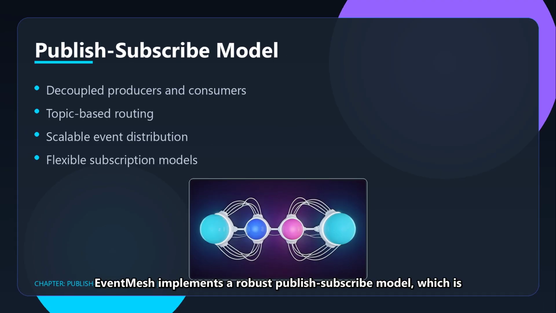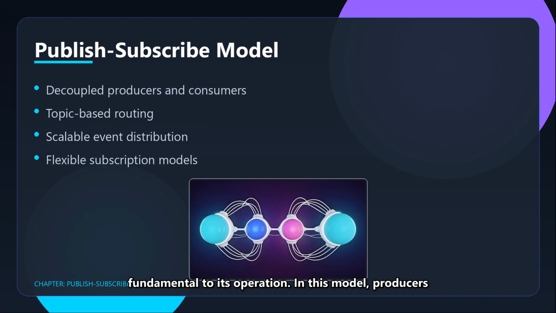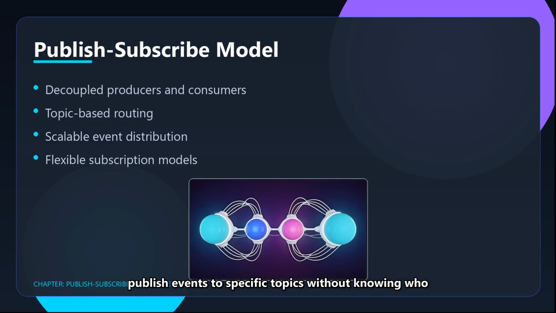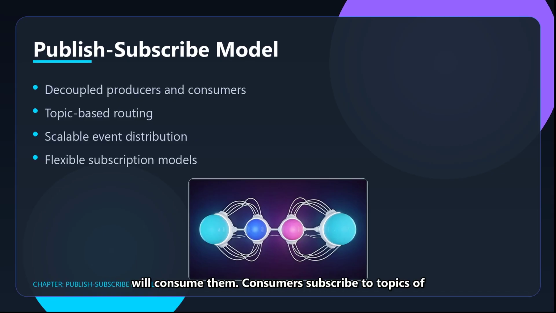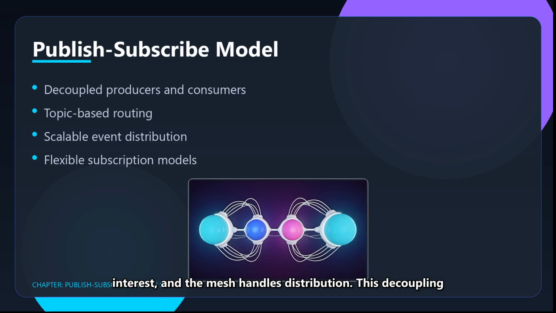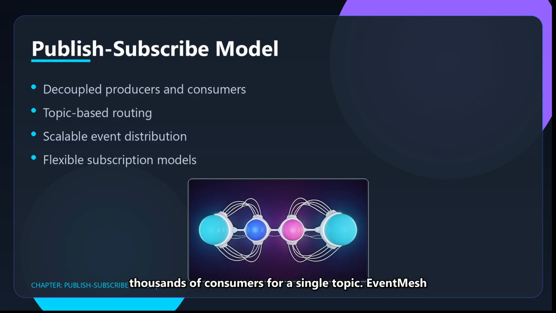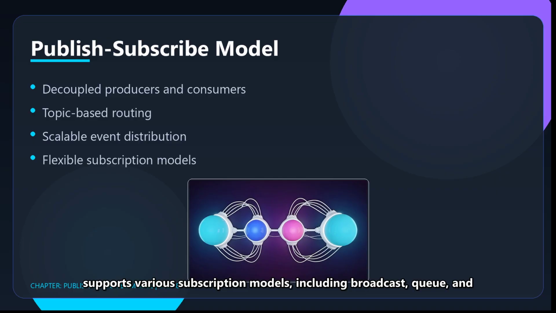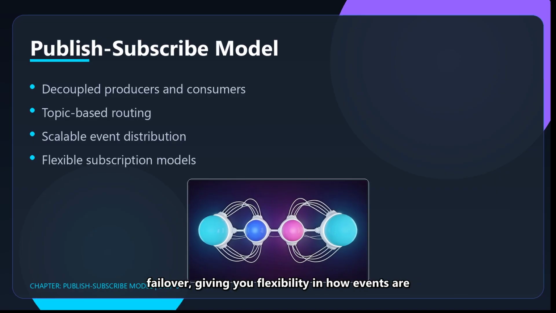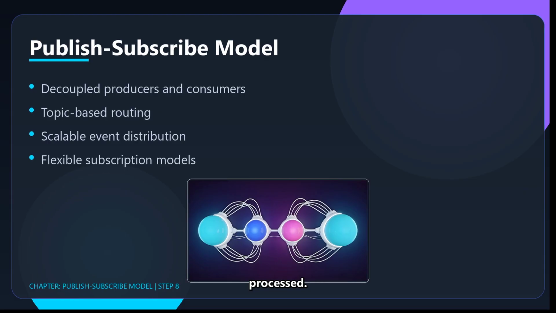EventMesh implements a robust publish-subscribe model, which is fundamental to its operation. In this model, producers publish events to specific topics without knowing who will consume them. Consumers subscribe to topics of interest, and the mesh handles distribution. This decoupling allows for incredible scalability. You can have thousands of consumers for a single topic. EventMesh supports various subscription models, including broadcast, queue, and failover, giving you flexibility in how events are processed.